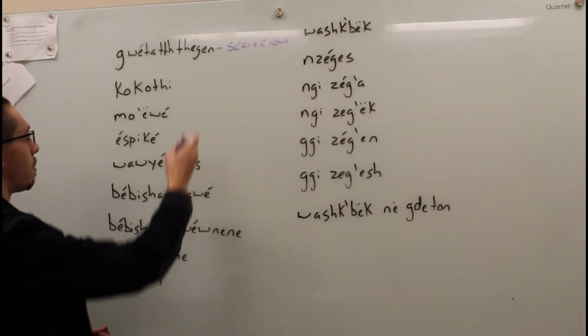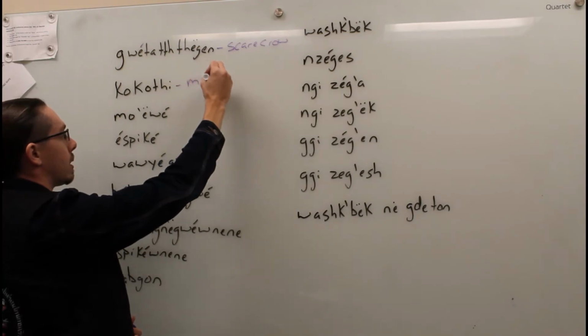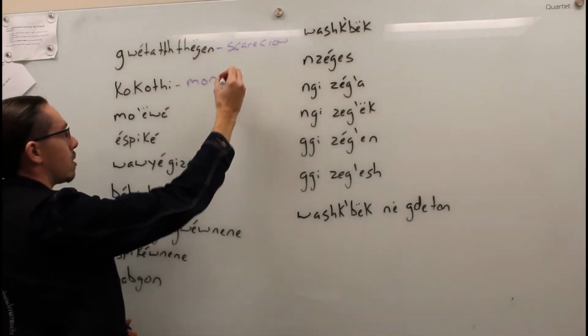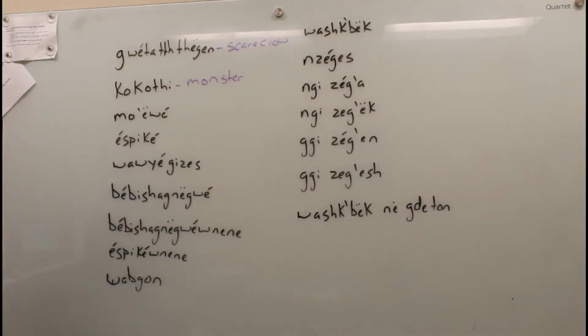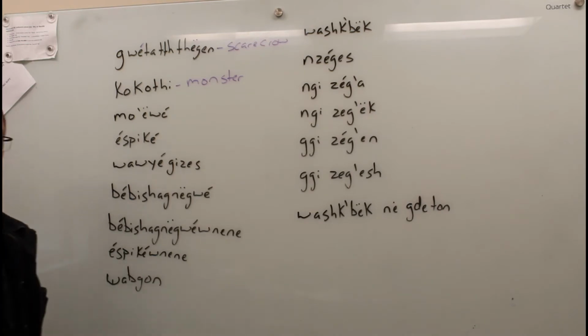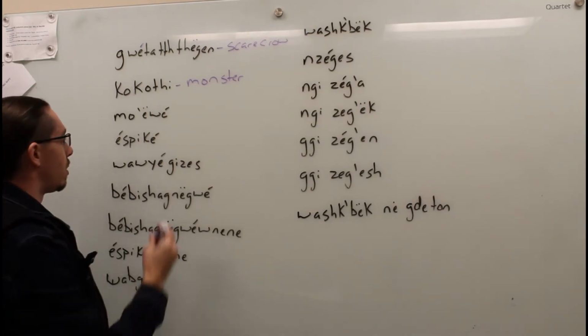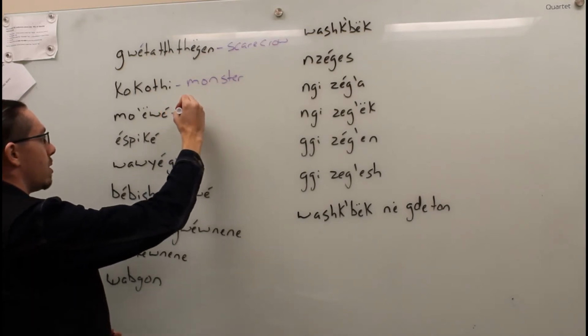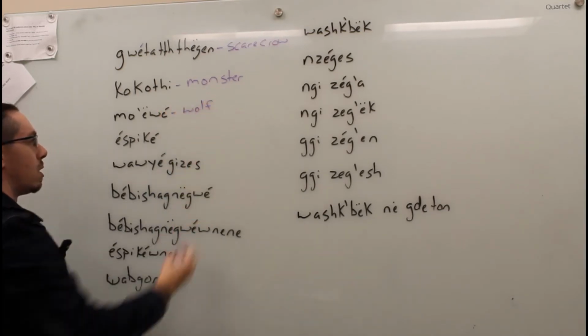Next one we have on here is Kokoji. Kokoji is our word for a monster. Next we have Mo'oe. We've had this one before. Mo'oe is a wolf.